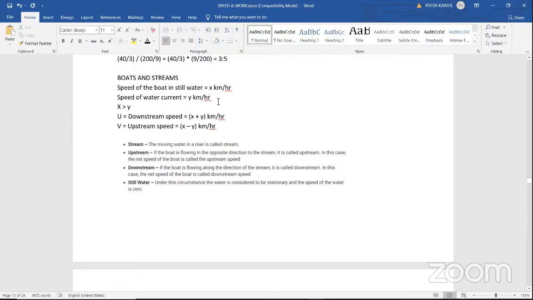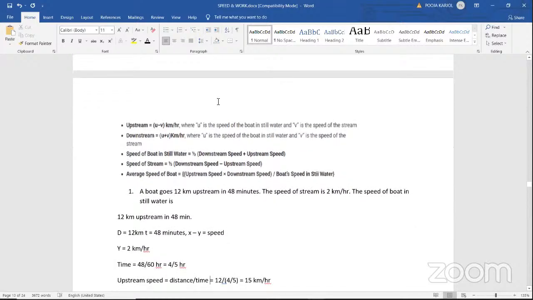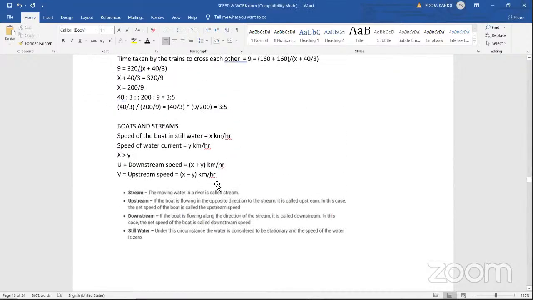Yes, ma'am. Whenever this type of question is asked, try to naturally think what may be the solution rather than memorizing the formula. It will be easier. Downstream.